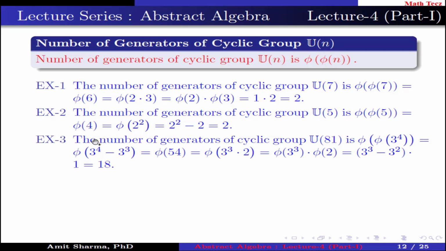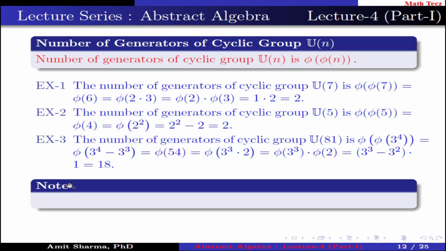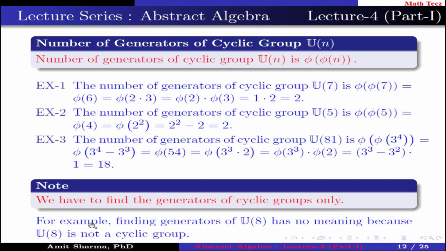Example number 3, the number of generators of cyclic group U81 is phi of phi of 3 to the power 4, which can be calculated as 18. Note, we have to find the generators of cyclic groups only. For example, finding generators of U8 has no meaning because U8 is not a cyclic group.